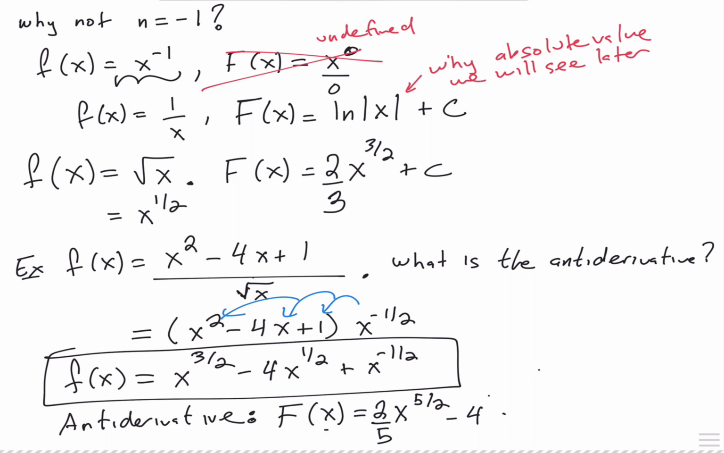So minus 4x to the 3 halves, right, times 2 over 3, right? So that's going to be 8 thirds, sure. And then plus x to the 1 half, and then times 2 over 1, right? And then don't forget, at the very end, plus c, yep.